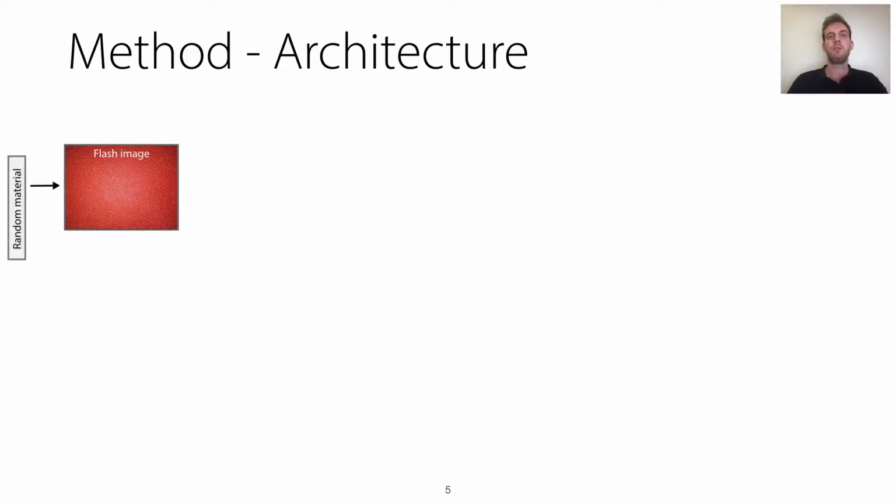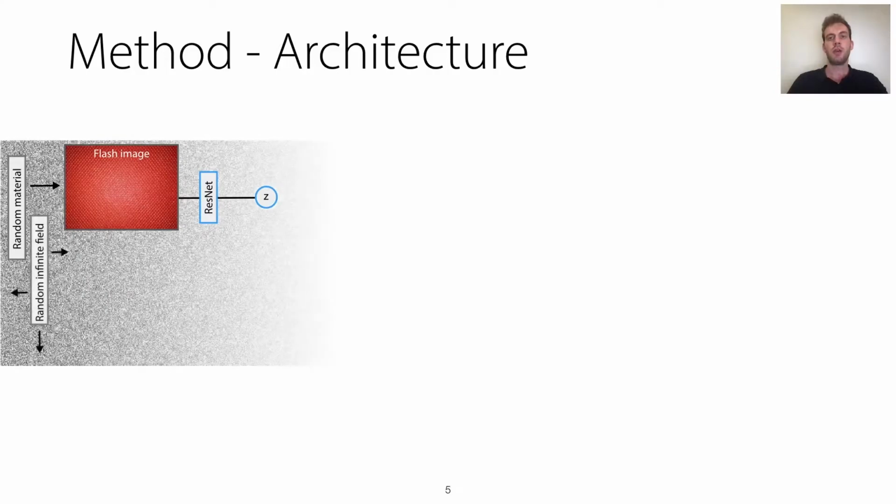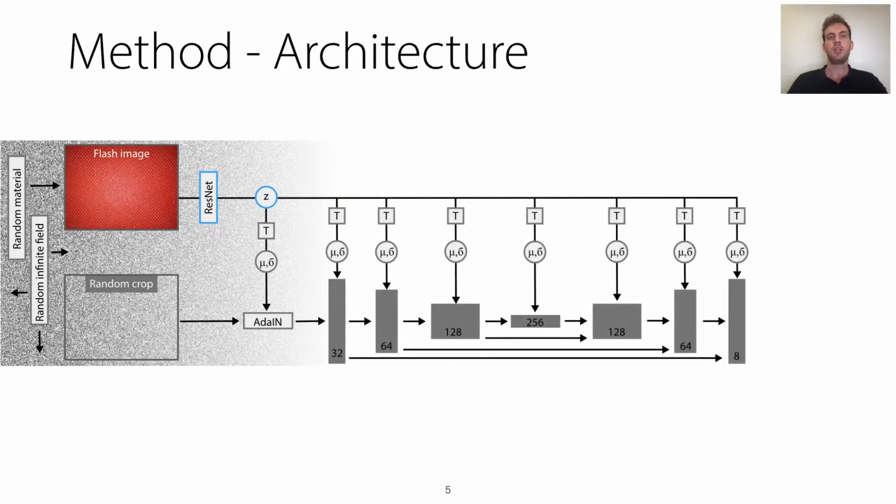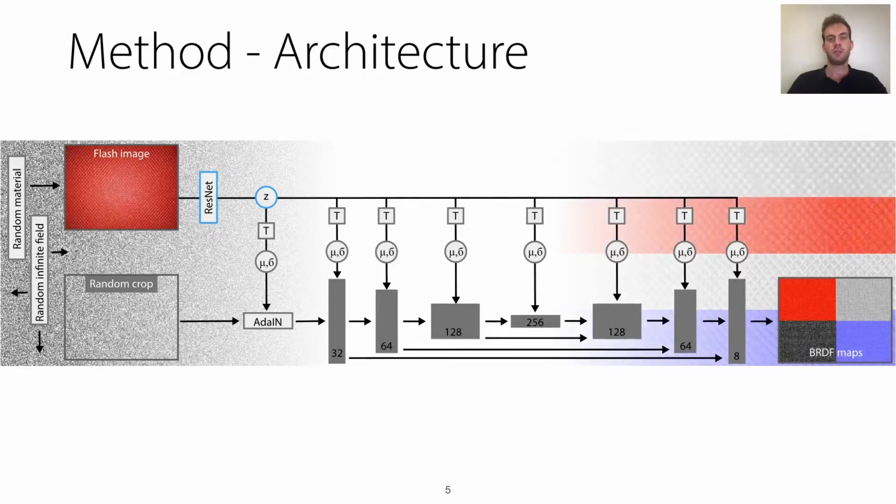During training, we randomly sample flash images from our database and encode them using a ResNet backbone into a compact latent space Z. For each training step, we also sample a random noise crop from an infinite noise field. We then reshape the noise conditioned on the latent space Z using a U-Net architecture. More specifically, after each convolutional layer, we reshape the statistics of the feature map using adaptive instance normalization. In order to do so, we feed the Z through a transformation layer T that maps it to mean and sigma values respectively. The U-Net then outputs SVBRDF maps.